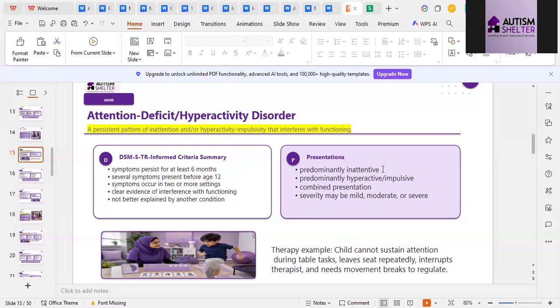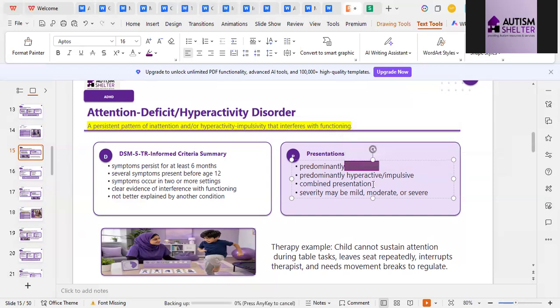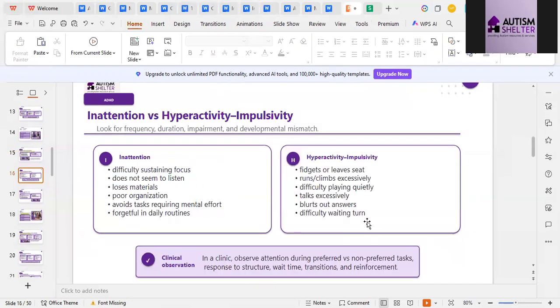It's predominantly inattentive, because from the presenting complaints you have to decide what the child is. Either he is inattentive, or he or she is hyperactive, or maybe some children present with a combined presentation. So you have to also go for the severity level, whether the child has mild, moderate, or severe, because according to the severity level we have to go for the intervention. Okay, be very careful about this.